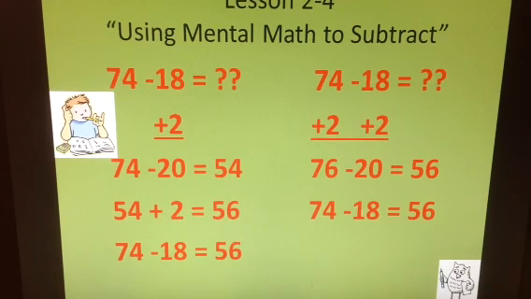Over on the right-hand side, the owl has done it a different way. He has added 2 to both 74 and 18. 74 plus 2 is 76. 18 plus 2 is 20. He subtracts 76 minus 20, and he gets 56. So he knows 74 minus 18 is also 56.